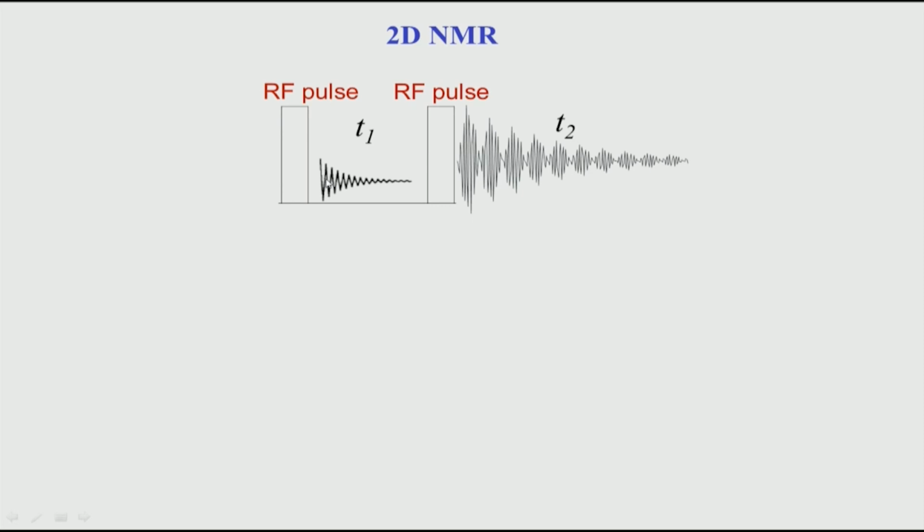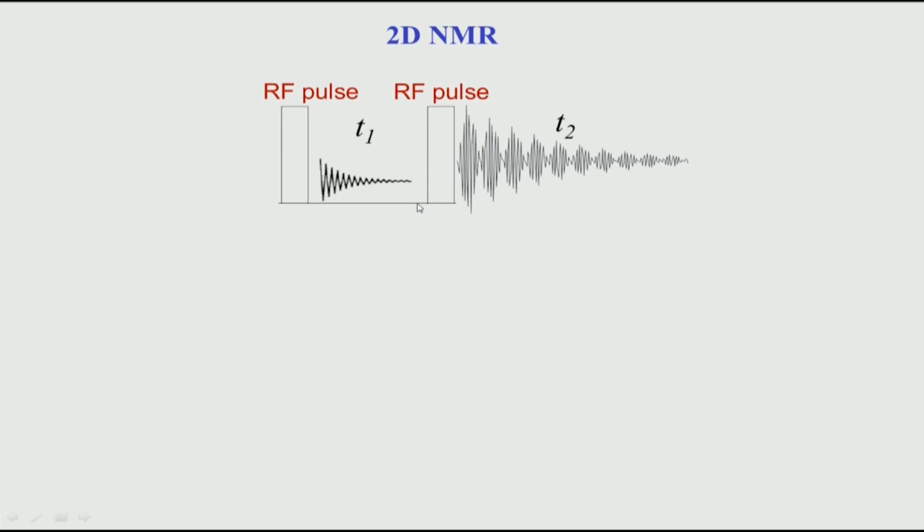So, all of them now get excited, means they start coming to the xy plane. When they do that, they start evolving. So, this is what we saw, that there is a chemical shift evolution, and that we call the time domain T1. So, this is time, the x axis. When there is evolving during that period, it also transfers the energy or magnetization to the second nucleus.